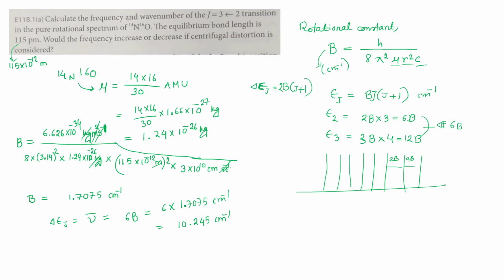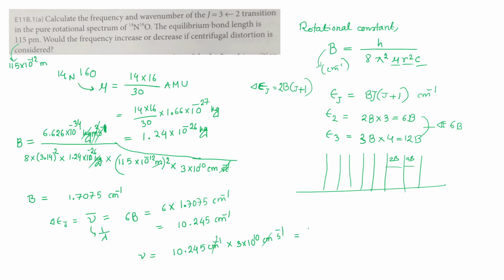You need to also calculate the frequency. So wave number is nothing but 1 by lambda, right? So you need to multiply this by c. To get the frequency, you need to multiply 10.245 centimeter inverse into 3 into 10 to the power 10 centimeter second inverse, right? So you are getting it in hertz.